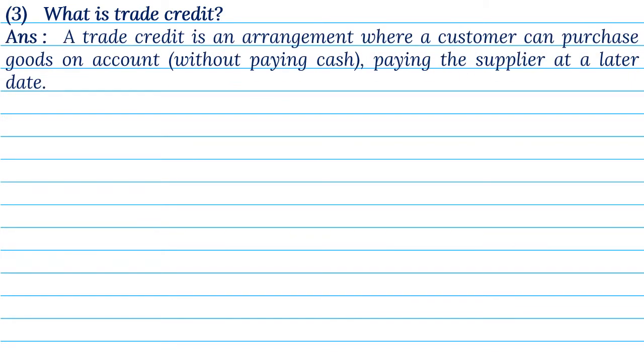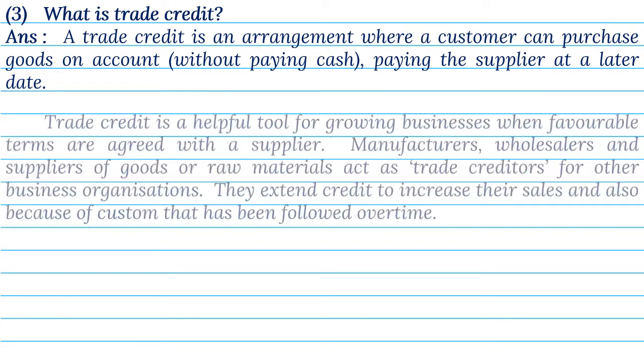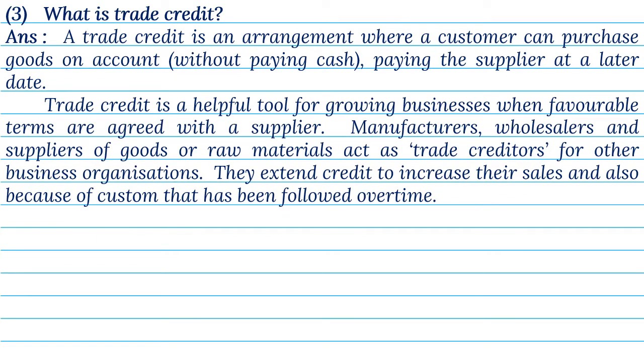3. What is trade credit? Answer. A trade credit is an arrangement where a customer can purchase goods on account without paying cash, paying the supplier at a later date. Trade credit is a helpful tool for growing businesses when favorable terms are agreed with a supplier. Manufacturers, wholesalers, and suppliers of goods or raw materials act as trade creditors for other business organizations. They extend credit to increase their sales, and also because of custom that has been followed over time.